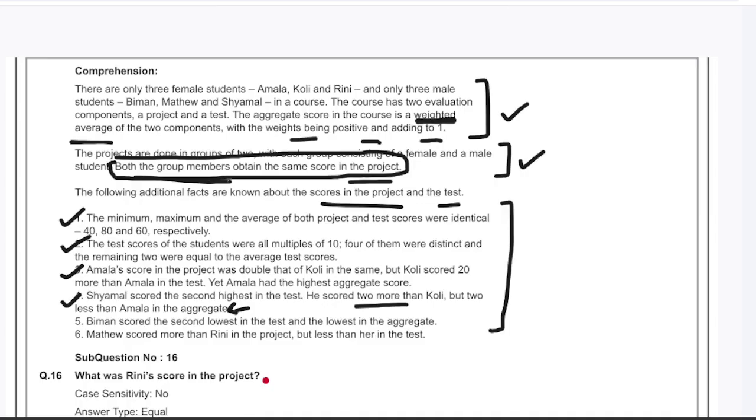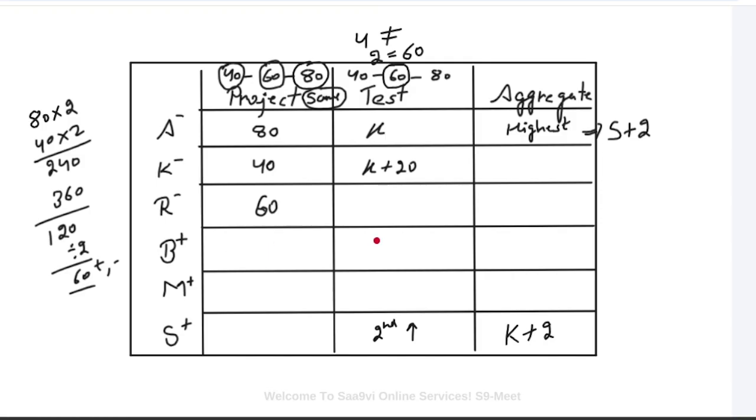Then the next line we have: Biman scored the second lowest in the test and lowest in the aggregate. So Biman scored second lowest. Now second lowest means fifth. If I put the numbers in descending order, second lowest you can say, or fifth highest you can say, and this is the lowest aggregate, that also we know.